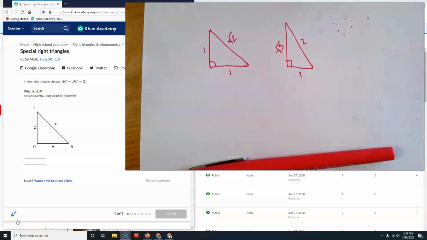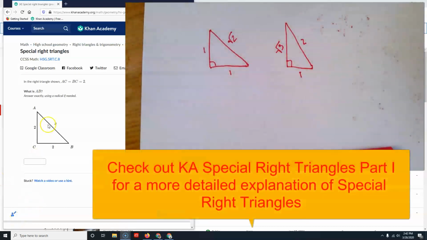Okay, so here we have a special right triangle. You see, I have a 2 here and a 2 here. So this is a 45, 45, 90 right triangle. We're trying to find the hypotenuse.